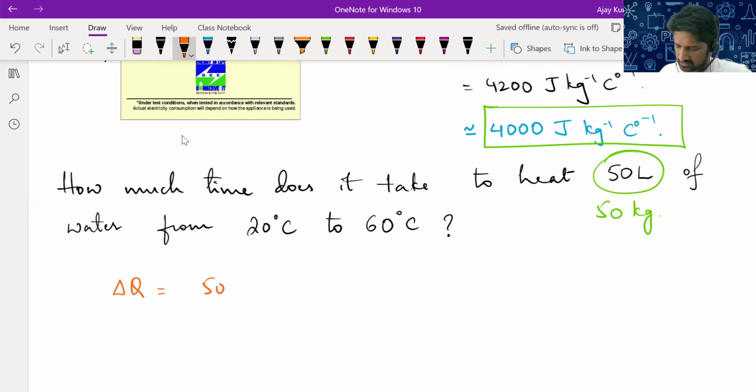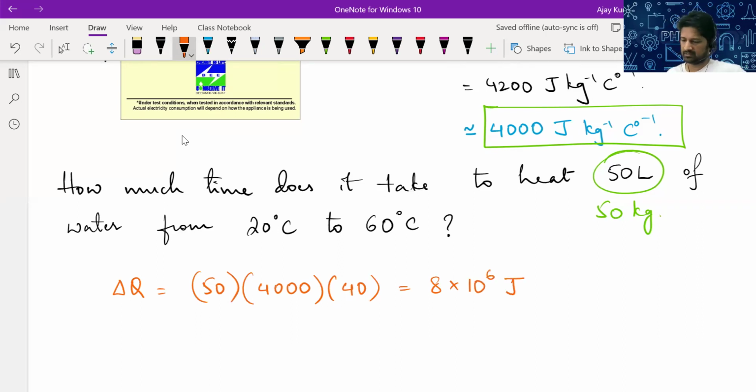Delta Q is equal to mass, which is 50. Actually the volume was given in the problem, 50 liters. Based on the density of water, that 1 liter weighs 1 kg, we were able to convert it to 50 kg. Then the specific heat of water, I asked you to take it as 4000 in SI units. And the temperature change, 20 to 60, the change is 40. That's all. 4 fours are 16, 16 fives are 80. 80 into 10 power 5, or you can write it as 8 into 10 power 6 joules. That much heat will be needed.